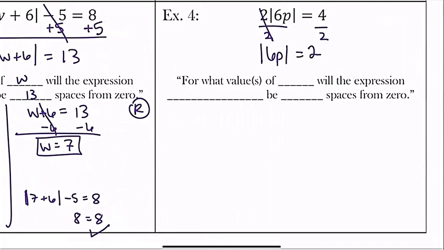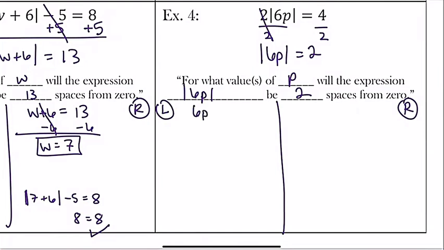And now I'm going to write down my sentence here. So I'm trying to find what value of p will make this whole absolute value 2 spaces from 0. So for what value of p will the expression, the absolute value of 6p, be 2 spaces from 0? Remember, I'm going to split it between the left side and the right side because distance is always positive, but I can go in a negative direction. The negative direction would be in this way on the left. And then the positive direction would be this way on the right.